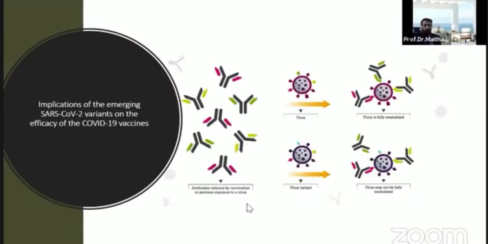Implication of the emerging SARS-CoV-2 variant on efficacy of the COVID-19 vaccine. This is one way to assess whether the current vaccine works against emerging variants: expose blood samples from individuals who have been vaccinated against or previously contracted COVID-19 to the new variant in vitro. In doing so, scientists can determine the relative ability of the participants' antibodies to neutralize the novel variant compared with the original or wild type virus.